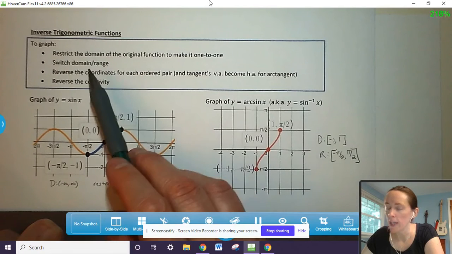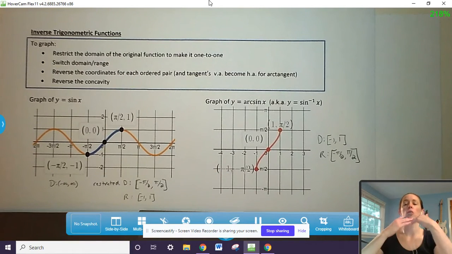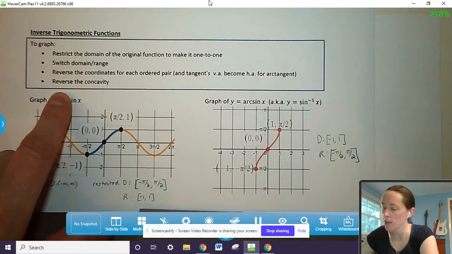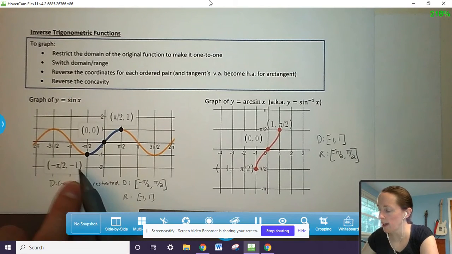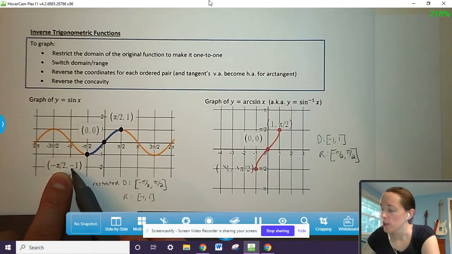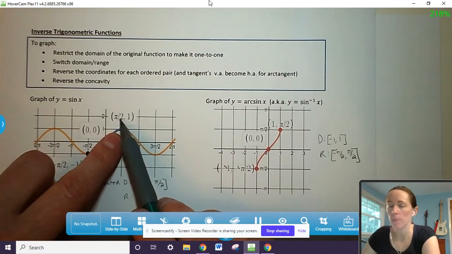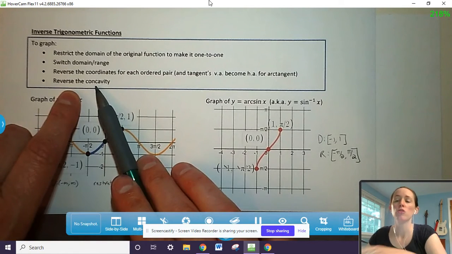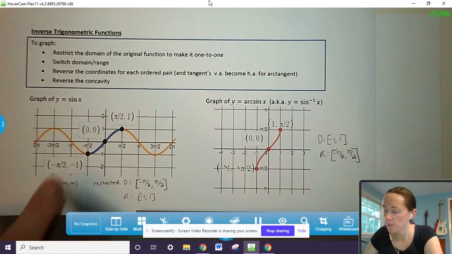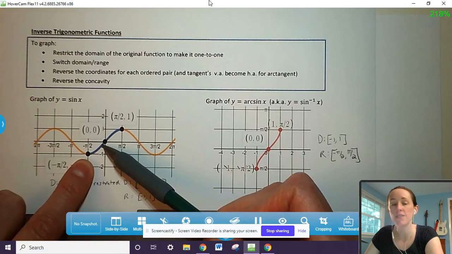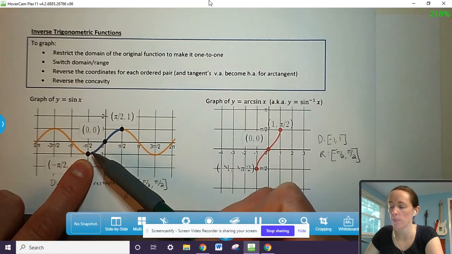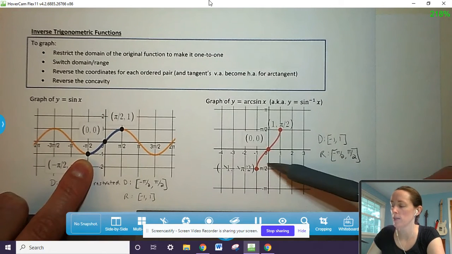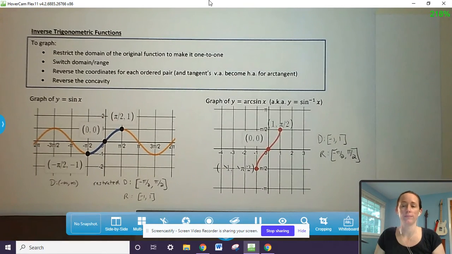So we switch the domain and range because that's a characteristic of inverse functions. Inverse functions are all about switching x and y. Then we're going to reverse the ordered pairs. So for the ordered pairs, instead of -pi/2, -1, we're going to have -1, -pi/2. Here 0, 0 becomes 0, 0, and pi/2, 1 becomes 1, pi/2. And then the final thing was to connect the dots by reversing the concavity. So from left to right, this part is concave up, then concave down. So if the original goes concave up to concave down, then the inverse from left to right must go concave down to concave up. And that's how we sketched the graph.